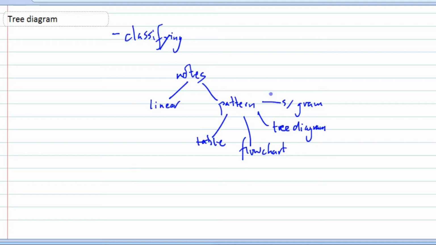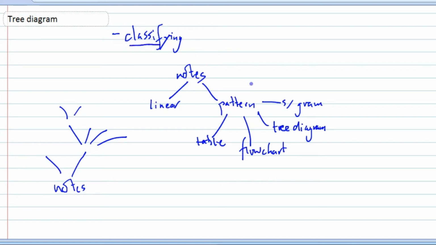Why is it called a tree diagram? Well, it may not be so clear because we're going from the top to the bottom, but if we were going the other way up, if you were to turn this upside down, you can see it looks like a simple or child's drawing of a tree. So that's why it's called a tree diagram. And as I said, this has a special purpose, which is to classify or divide things up.